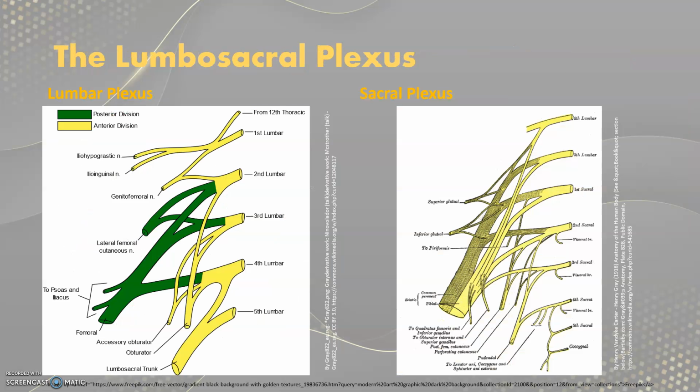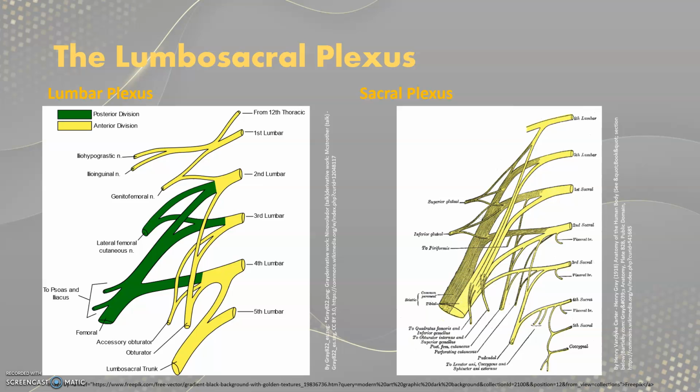The lumbar and sacral plexuses are groupings of nerve roots to form the main nerves supplying the lower limb. The lumbar plexus is formed from L2 to L4 nerve roots, and the main nerves coming off of this plexus are the lateral cutaneous nerve of the thigh, the femoral and obturator nerves.